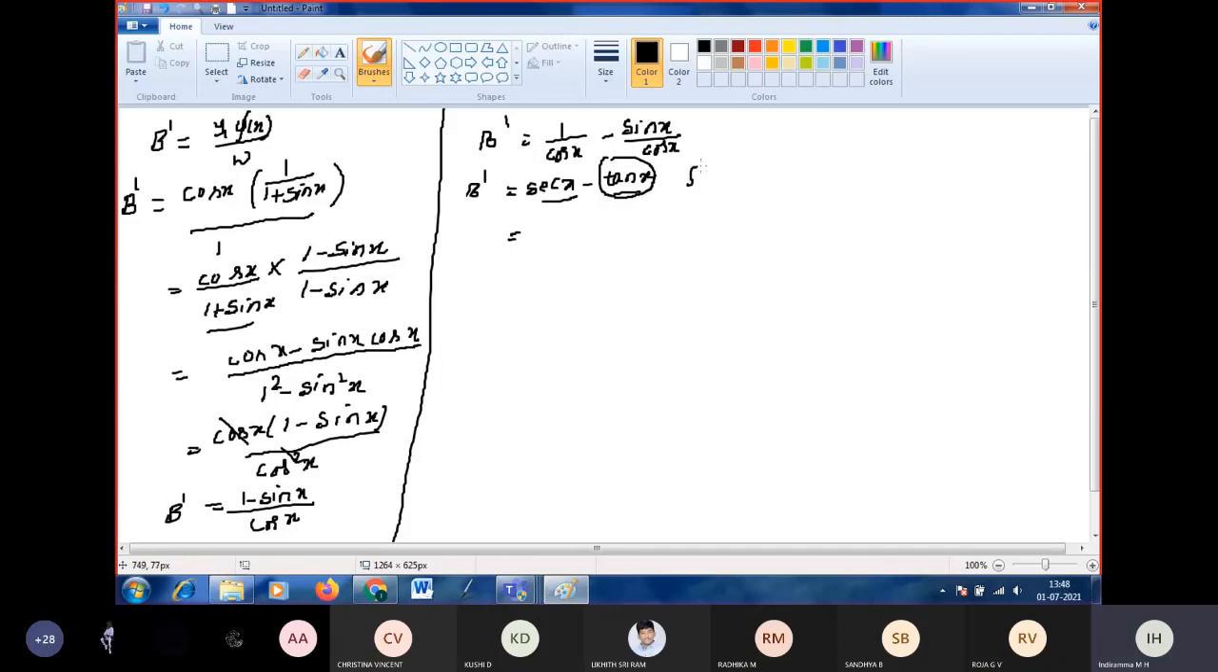Now integrate on both sides. Integration of b dash is b. Integration of secant x dx minus integration of tan x dx plus integrating constant k2. So now, what is the integration of secant x? Log of secant x plus tan x. Okay, minus, this is log of secant x, plus k2.